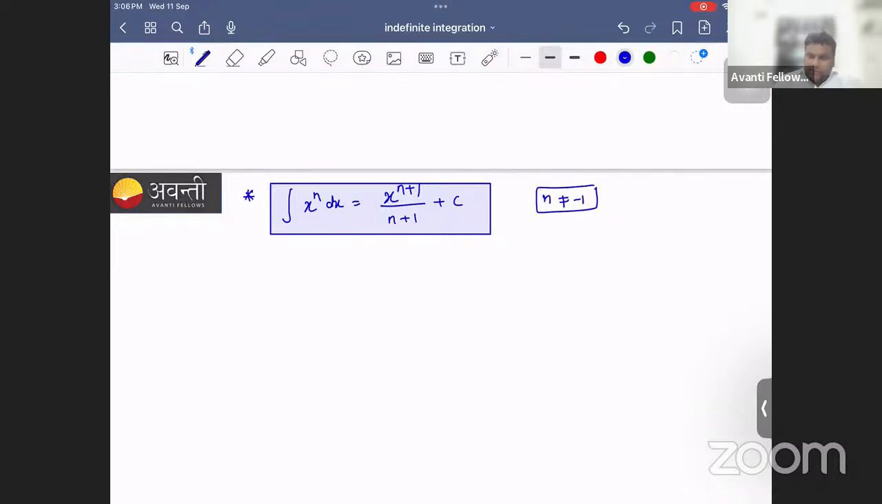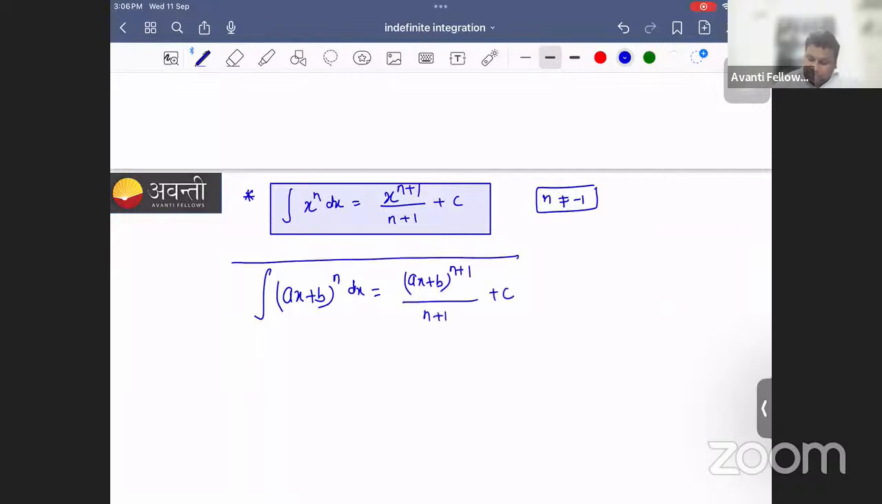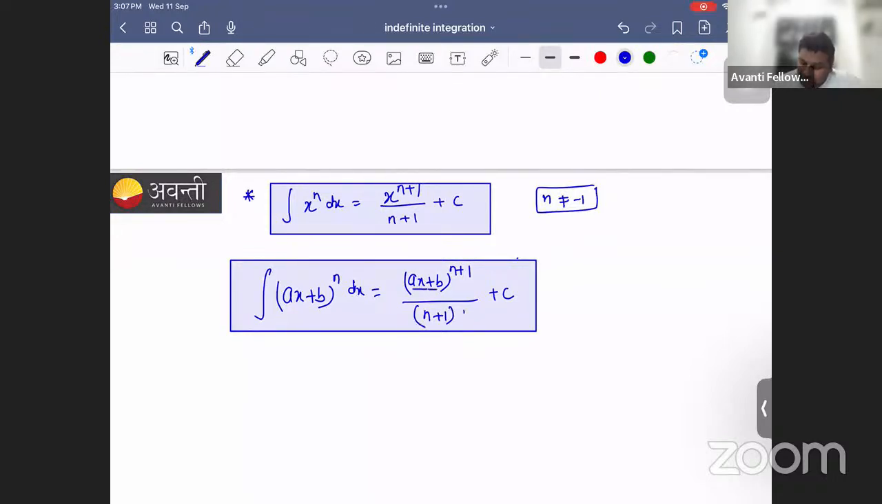So the integration of x to the power n dx is x to the power n plus 1 upon n plus 1 plus constant. Now see, if in place of x it is some linear function, (ax plus b) raised to the power n dx, then the integration will be (ax plus b) raised to the power n plus 1 upon n plus 1, and we also divide by the derivative of ax plus b, that is a, plus constant.